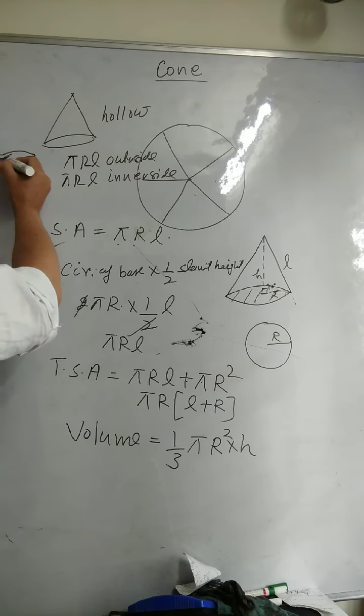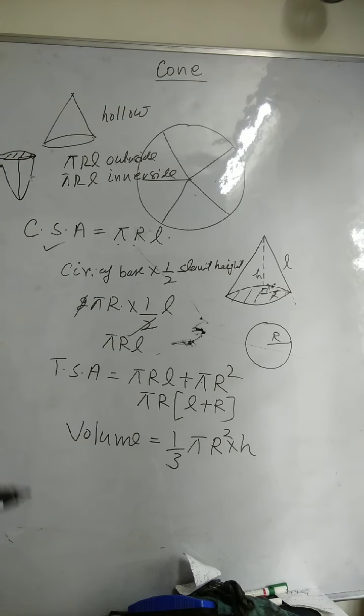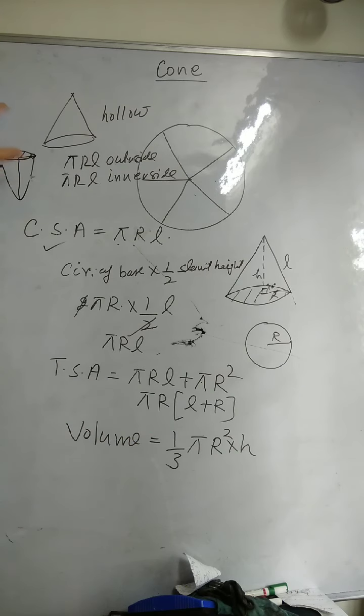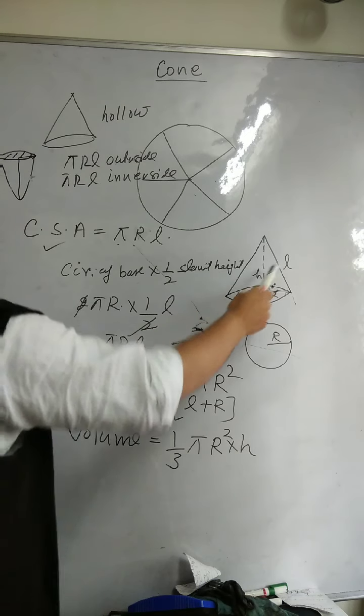So if it's a solid cone and if it is asked find the volume of the material of which it is made up of, again the formula will be same. That will give you the volume of the material of which it is made of. If water is filled, that will give you the volume of the water. Right. Now here one thing I have forgotten to tell you.